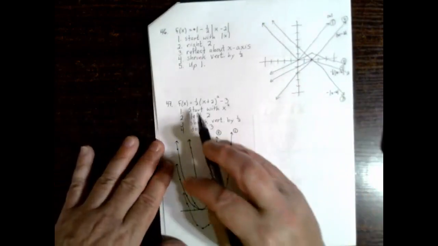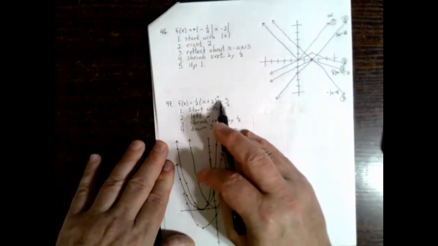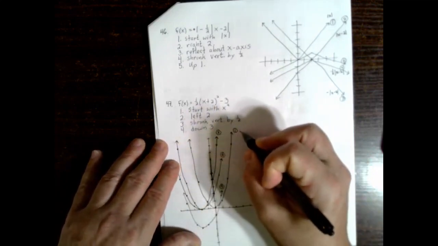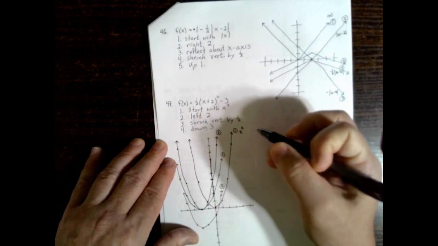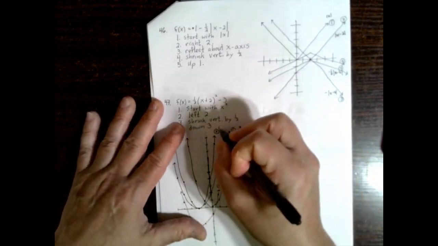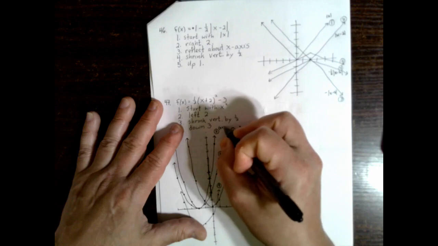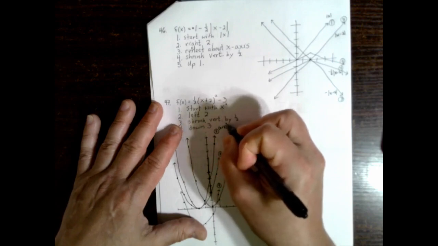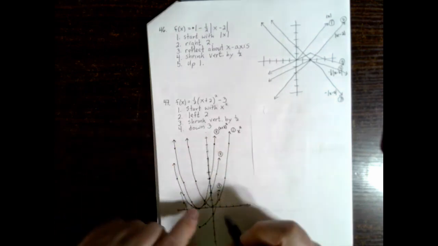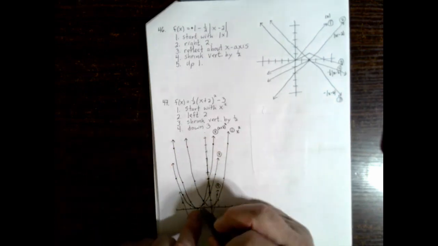47, 1/2 (x plus 2) squared minus 3. It's trying to be x squared, so we start with that. There's your x squared. Then we move it to the left 2 units, and that's (x plus 2) squared. Again, positive 2 on the inside moves it to the left 2 units. So this guy moves over 2 units.